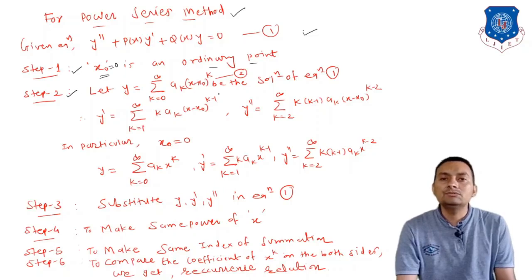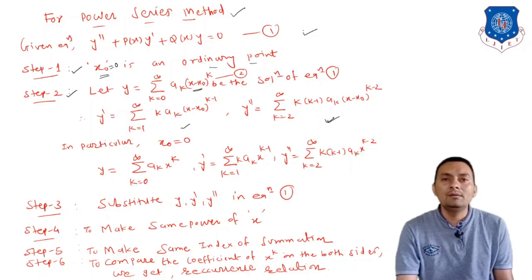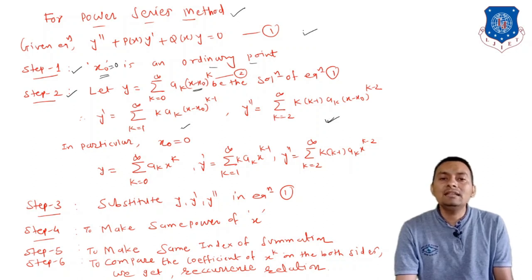Now step number 2, we assume that y = summation k = 0 to infinity of a_k (x - x0)^k is a solution of equation number 1. If it is a solution, it should satisfy the differential equation. So we have to find y' and y''. Because we take the derivative with respect to x, we get k a_k (x - x0)^(k-1), and similarly you can write y'' too. But particularly we are going to deal with x0 = 0.